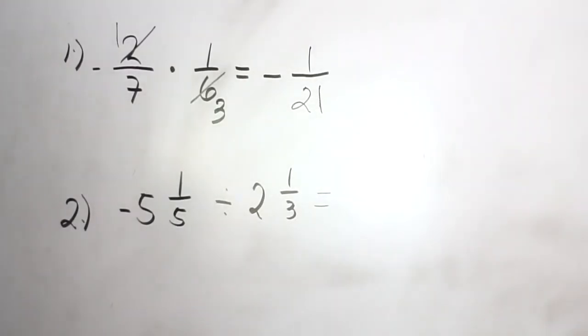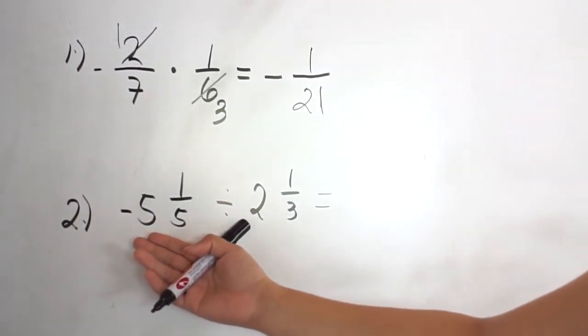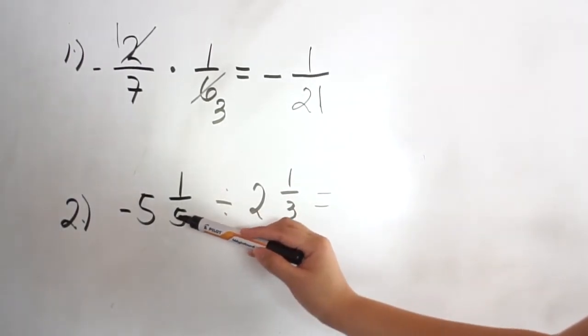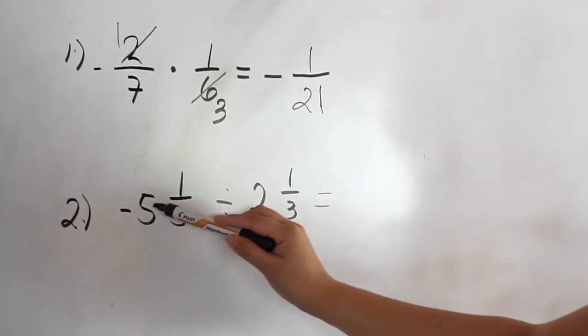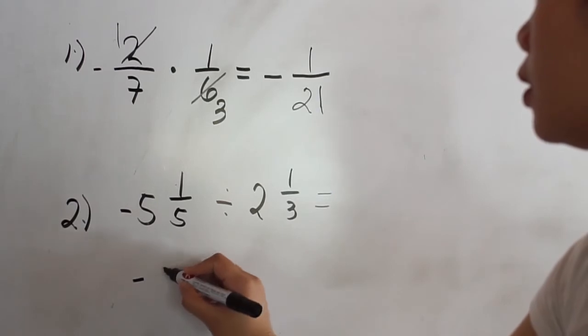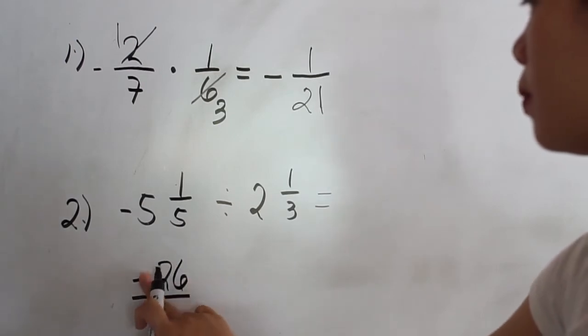Okay, example number 2, negative 5 and 1/5 divided by 2 and 1/3. So first, we will change mixed fractions into improper fractions. So how do we convert mixed fractions into improper fractions? So 5 times 5, 25 plus 1, 26. So we have negative 26 and then copy the denominator over 5.